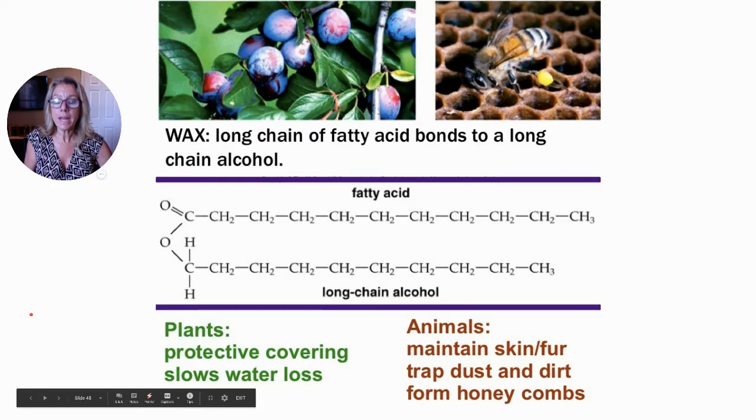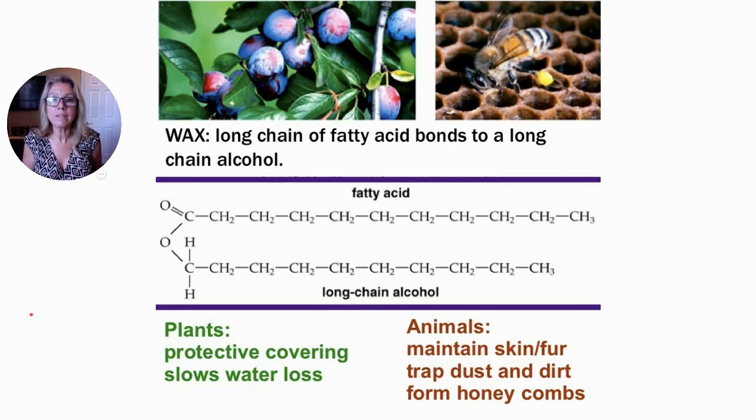All right, last but not least are waxes. And you can think of wax like a honeycomb, right? Built out of wax, but the shiny surfaces of leaves are also wax. And they have one long chain alcohol with one long chain fatty acid. So here's your fatty acid chain, just like we use to build fats. So here's your C double bond O, and you would have an OH. And then here you have a long chain alcohol. And when you join those together, that will form a wax.